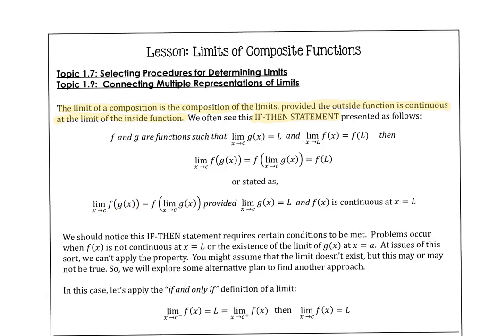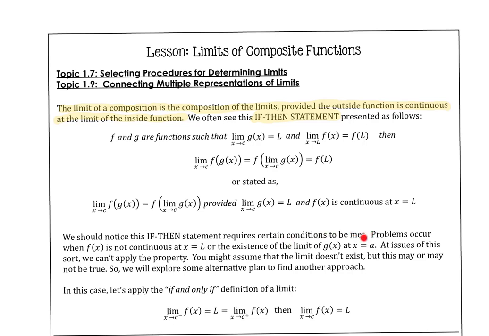And here's another way to state it. The limit of a composition f of g of x as x approaches c can be equal to f of the limit of g of x as x approaches c, provided the limit as x approaches c of the inside function is a real number and the function is continuous when x goes to that limit value. We should notice this if-then statement requires certain conditions to be met. That's what our students don't understand.